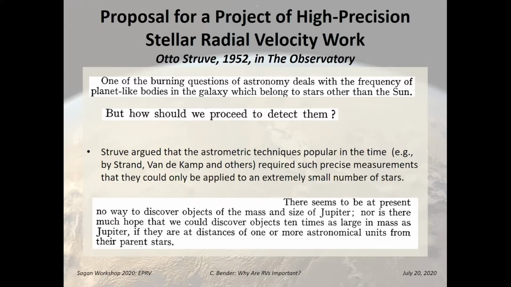And in fact, we know now that the early reports of astrometric detections were incorrect and dominated by measurement noise. And it's only recently, in the last 20 years or so, that we have bona fide astrometric measurements of planets. So he went on to say, there seems to be at present no way to discover objects of mass and size of Jupiter, nor is there much hope that we could discover objects 10 times as large in mass as Jupiter if they are at distances of 1 or more astronomical units from their stars.